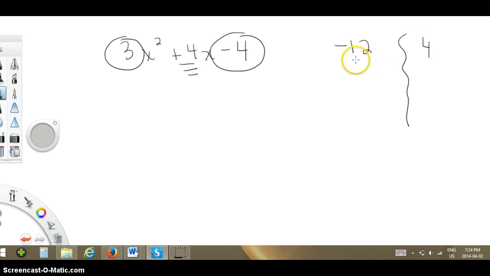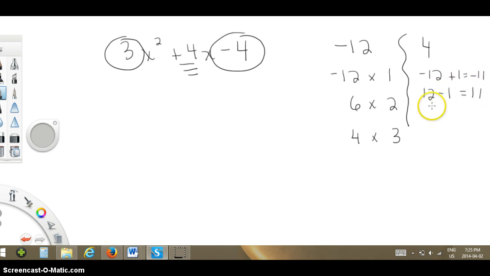So there's a couple options for what multiplies to negative 12. We've got negative 12 and 1. We've got 6 and 2. We've got 4 and 3. But we've got to manipulate this to be able to get 4. At the same time, we need to manipulate this expression to get negative 12. So negative 12 times 1, negative 12 plus 1 gives me negative 11. That doesn't work. If we switch the negative around, 12 minus 1 is positive 11. And I'm not allowed to put 2 negatives, otherwise I'm going to get a positive 12. So this one is out.